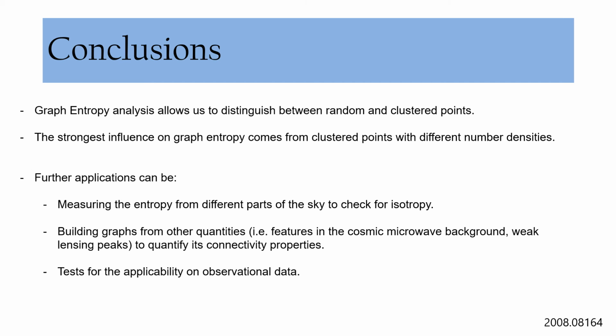To conclude, we saw that the graph entropy analysis allows us to distinguish between random and clustered points, and that the strongest influence on graph entropy comes from clustered points with different number densities. We also show some further applications: measuring the entropy from different parts of the sky to check for isotropy, building graphs from other quantities to quantify their connectivity properties, and tests for the applicability on observational data. Thank you.